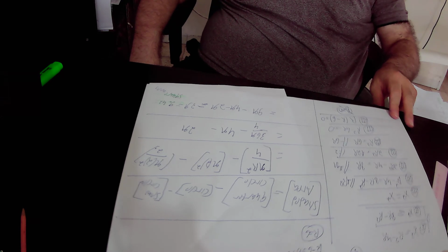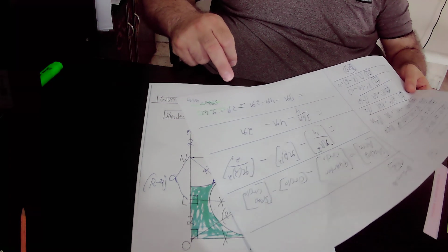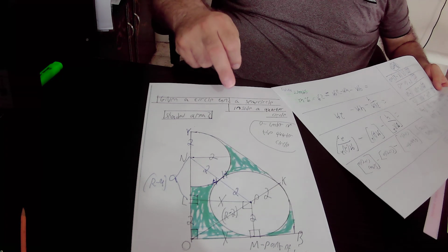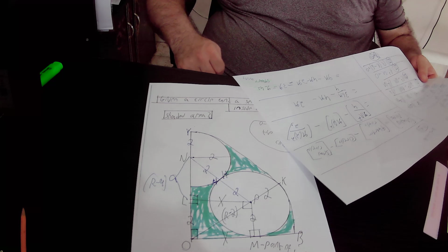So in conclusion, we found out that the shaded area equals 3 pi square units, or in terms of numbers, it is equal to 9.42 square units.